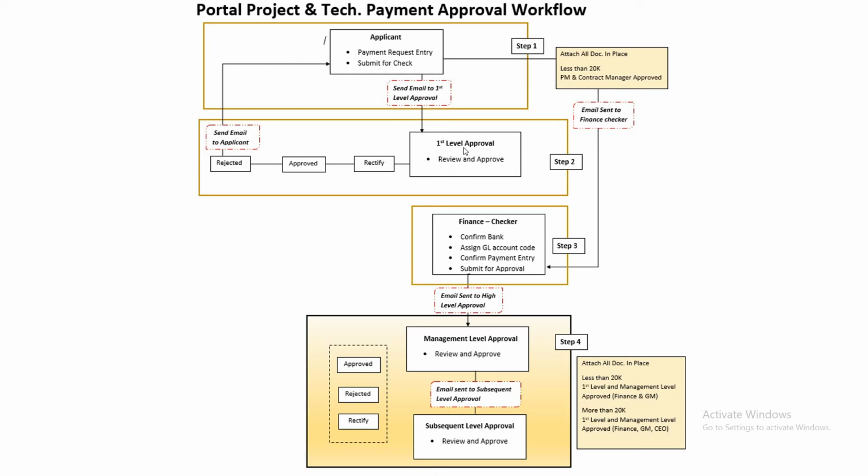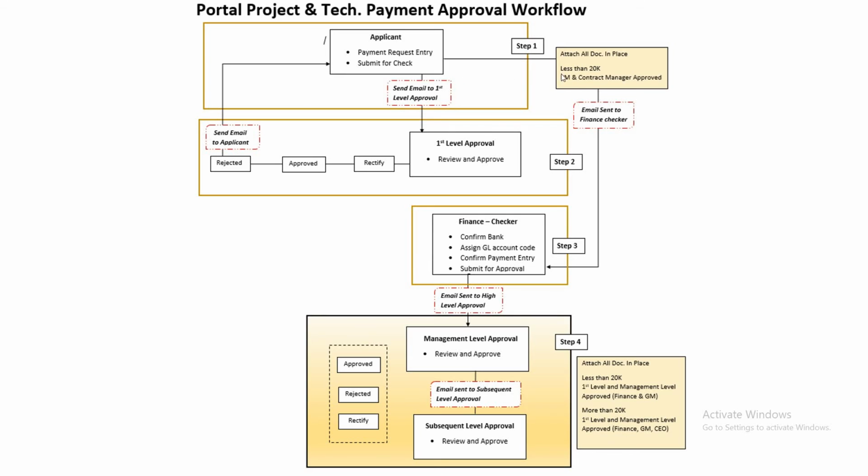So let's say the first level approves it. Then they need to send an email to the applicant also, saying that this transaction has been approved. The applicant receives the email, then they can submit for the next approvals.